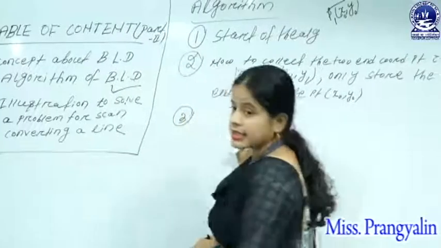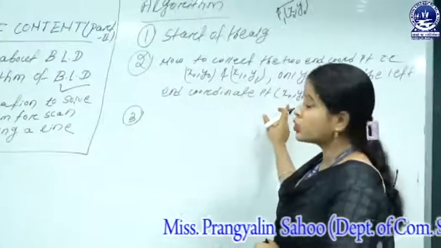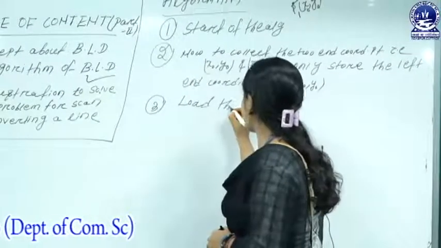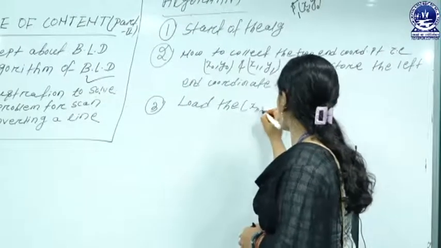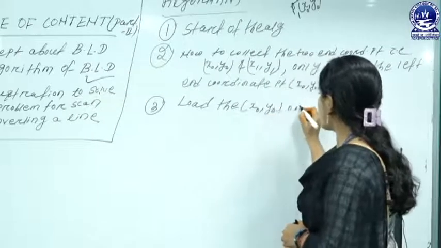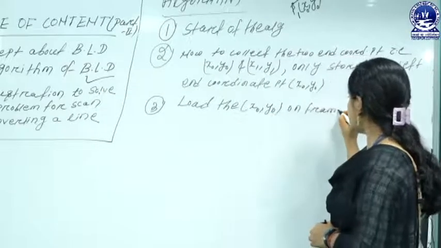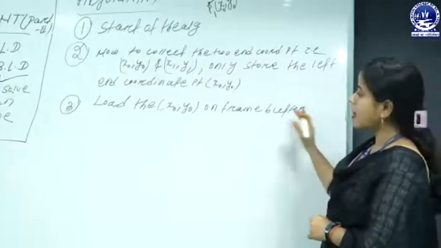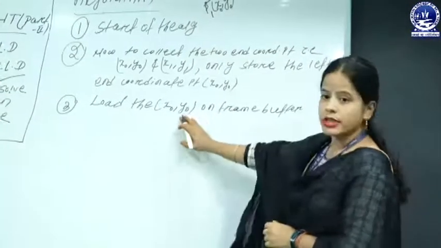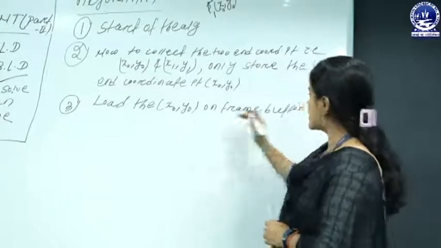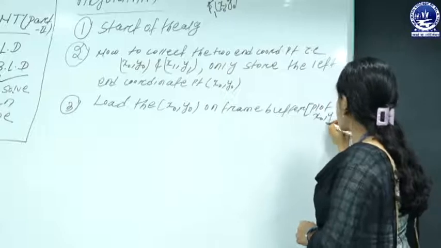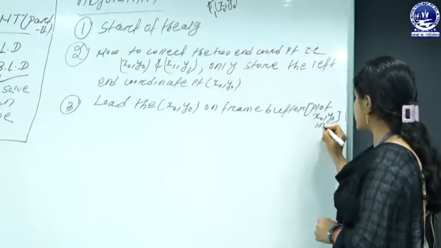After storing the left end coordinate point, it goes to the third step. In the third step, it loads the given point into the frame buffer. Load the given point x0, y0 on the frame buffer. That means the first coordinate point is plotted in the initial case. That means plot x0, y0 in the initial case.